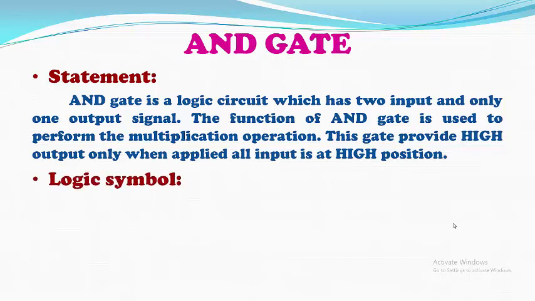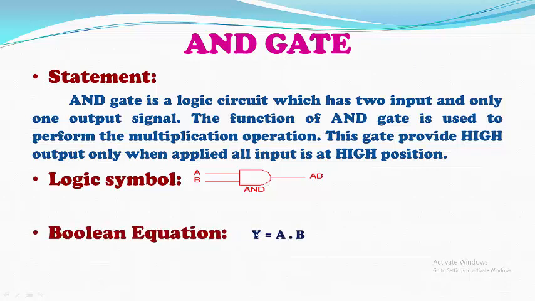Now we will see the logic symbol. This is the logic symbol of the AND gate, which consists of A and B as the inputs, and A into B is the equation of this AND gate. We are getting Y equal to A into B at the output side of the AND gate, because this AND gate is used to perform the multiplication. As the inputs are A and B, at the output side we are getting output Y equal to A into B.